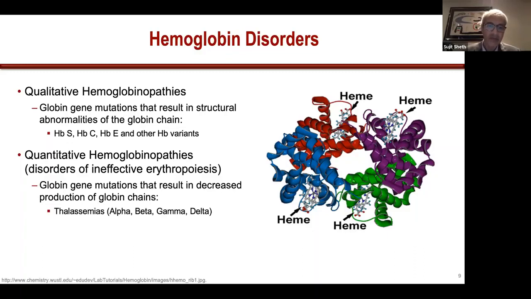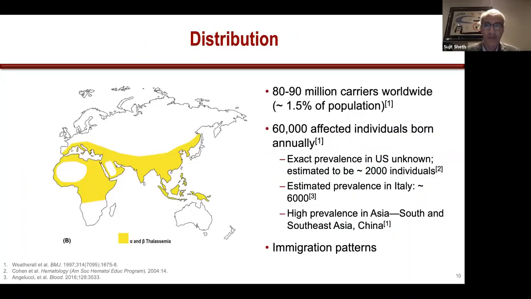Thalassemias are alpha, beta, gamma, or delta thalassemias, depending on which genes are mutated. And this is the worldwide distribution of the thalassemias. It's estimated that approximately 1.5% of the Earth's population is affected by this gene, one of these genes, 80 to 90 million carriers worldwide.